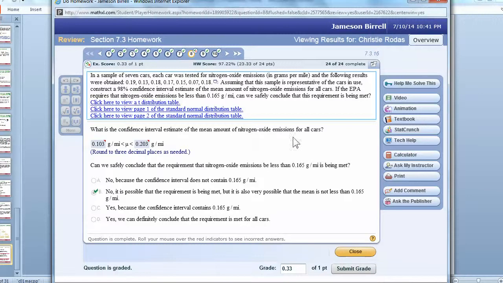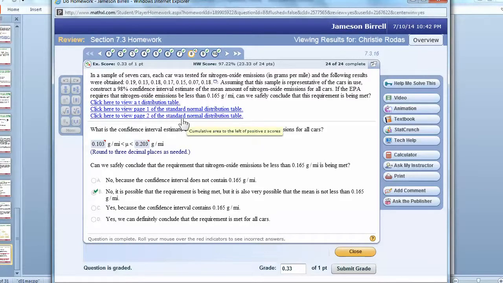So you're supposed to just be reading the problem and thinking, okay, I have a sample of 7 cars. They're testing for nitrogen oxide emissions in grams per mile. I've got the numbers here from the sample. I'm reading. I have the confidence level that I want my interval to be built around. But nowhere in here do I see it stating what the population standard deviation is. And so that's a cue to me, or clue, whichever way you want to look at it, that it's time to use the student T distribution and not the standard normal distribution.